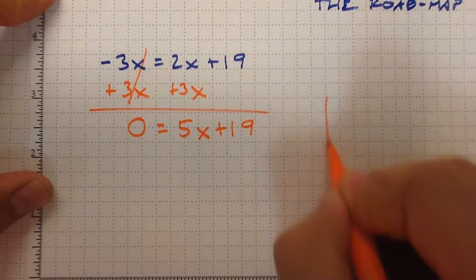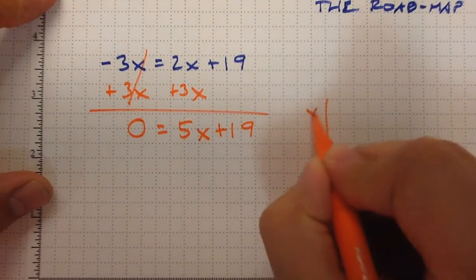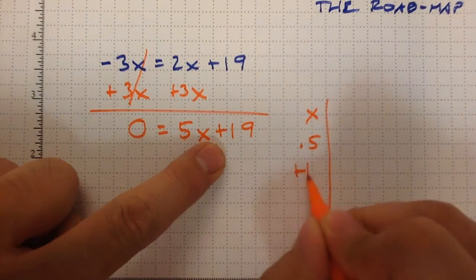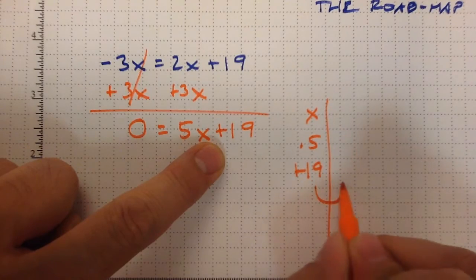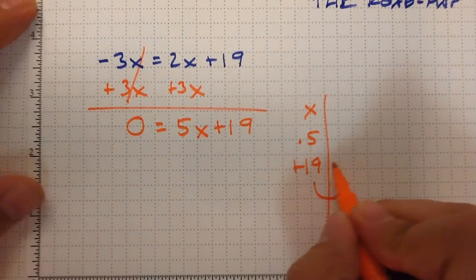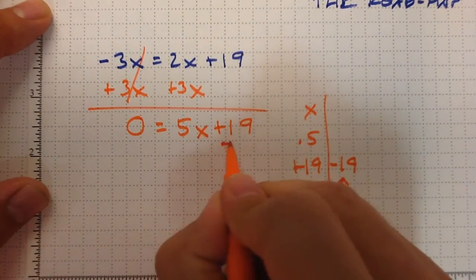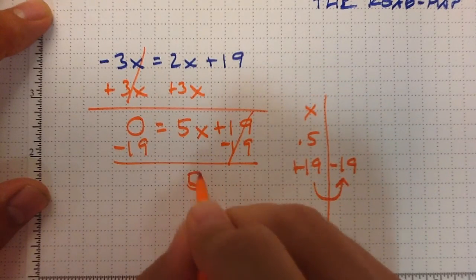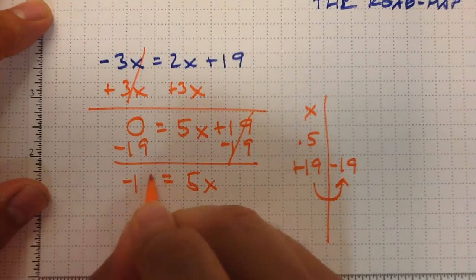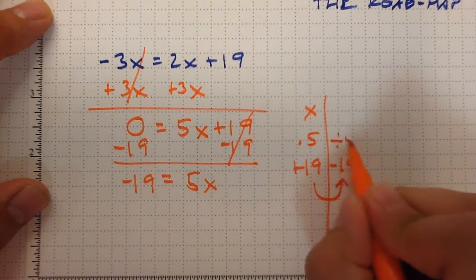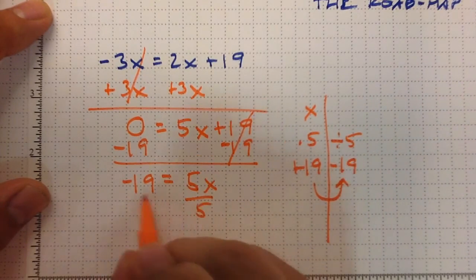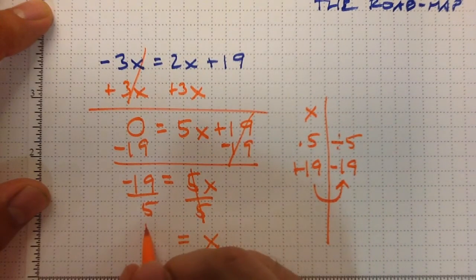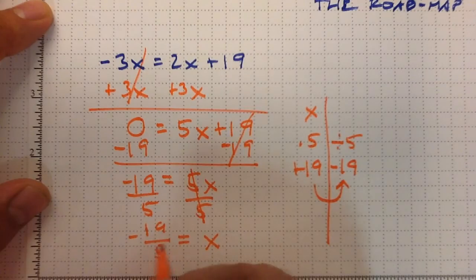Okay, so now my roadmap would look something like this. I've got x, which has been multiplied by 5, and added 19. So I'm going to pull my U-turn and do the reverse moves in the reverse order, which is to subtract 19 from both sides. And then divide by 5. And I get x equals negative 19/5, just like before.